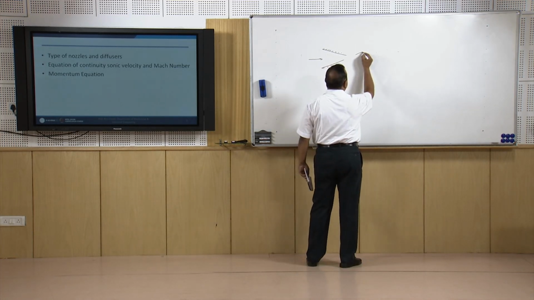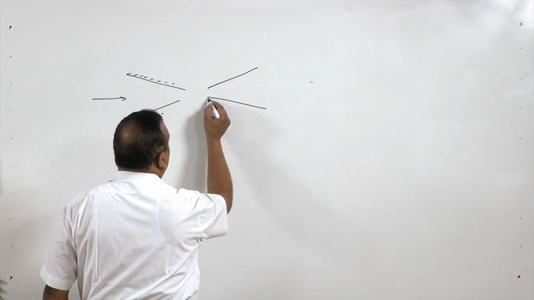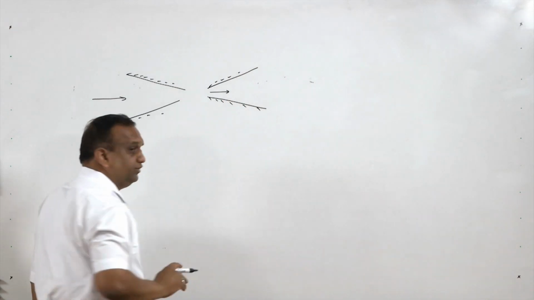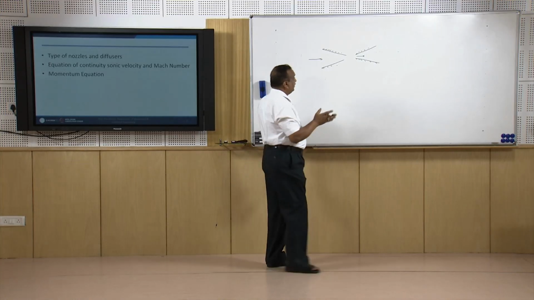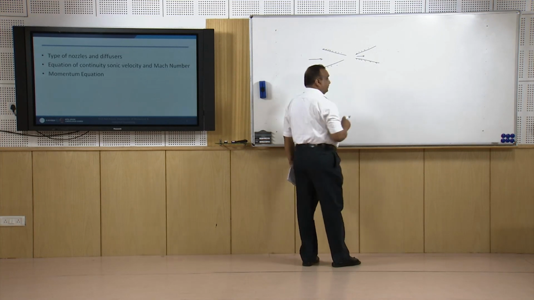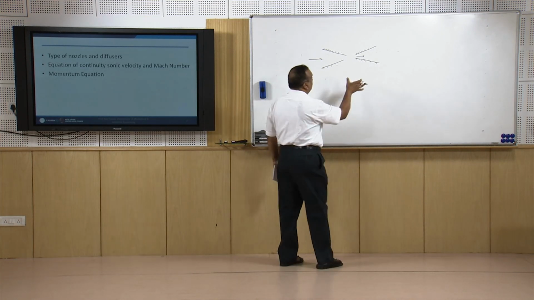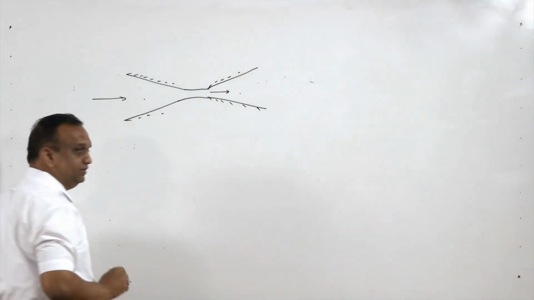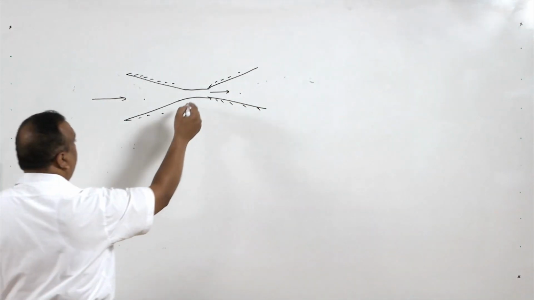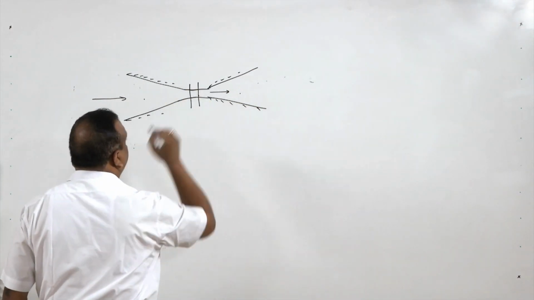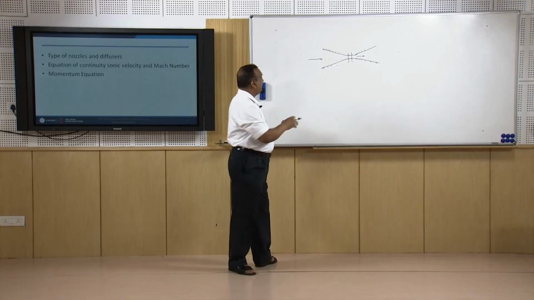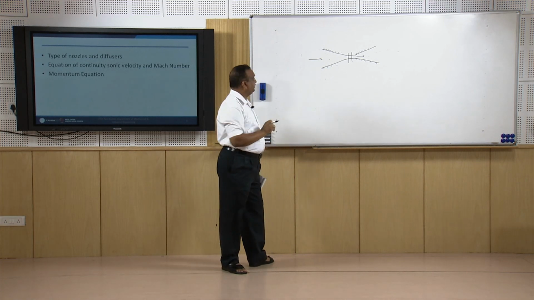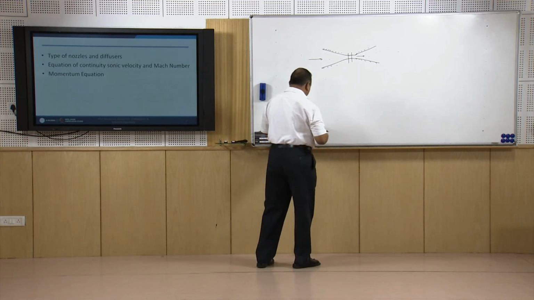Another type of nozzle is diverging nozzle, where cross section area of the nozzle increases, and at the same time the velocity of the fluid also increases in a particular condition. So, these type of nozzles are known as diverging nozzles. If you connect them, then it becomes convergent and divergent nozzle. And this is throat area. In throat area, there is no change in cross section. So, nozzle has three parts: converging part, diverging part, and a throat in which there is no change in the cross section area of the nozzle.